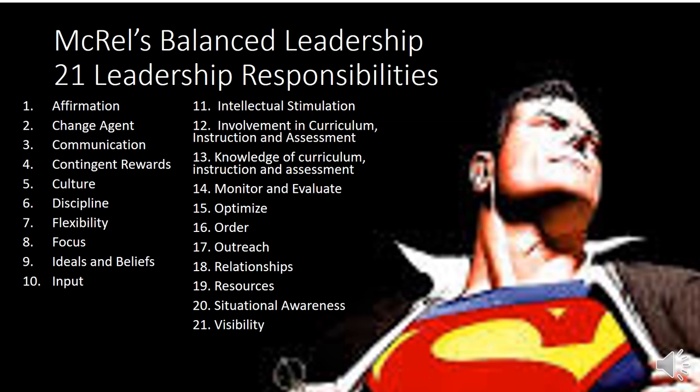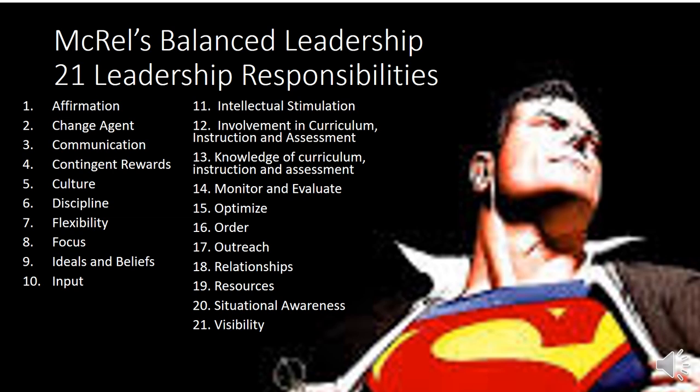But then look at this. This is McRel's Balanced Leadership: 21 Leadership Responsibilities. We put this as a supplemental textbook for your choice. And if you haven't looked at this, it's really a fascinating book. But when I was in Austin last time and I was talking to some of the creators of the exams and the future exams, they were really into this book and they thought those 21 leadership responsibilities were key.